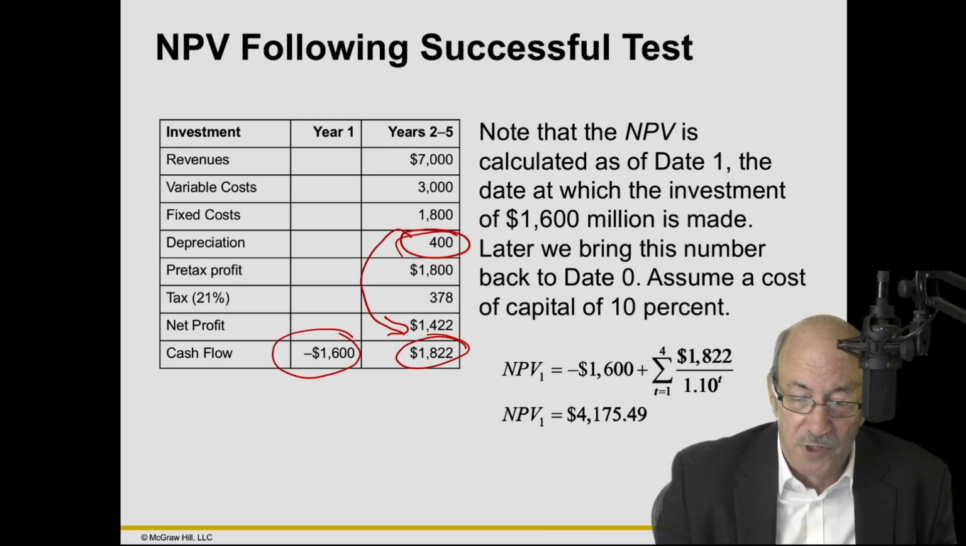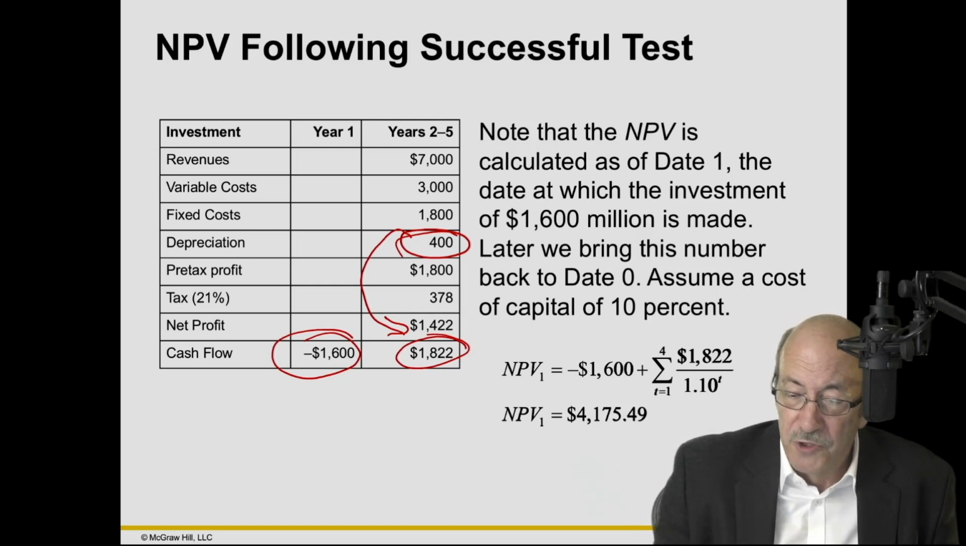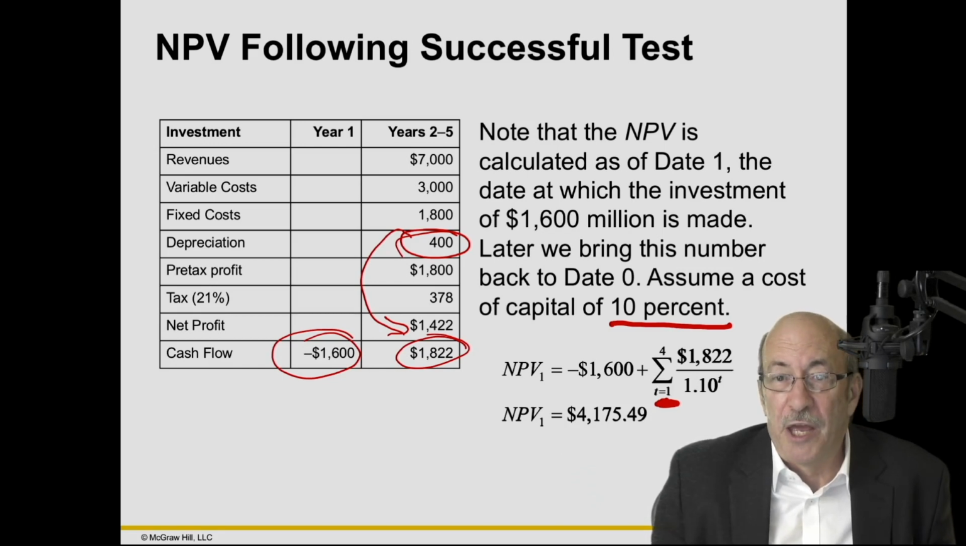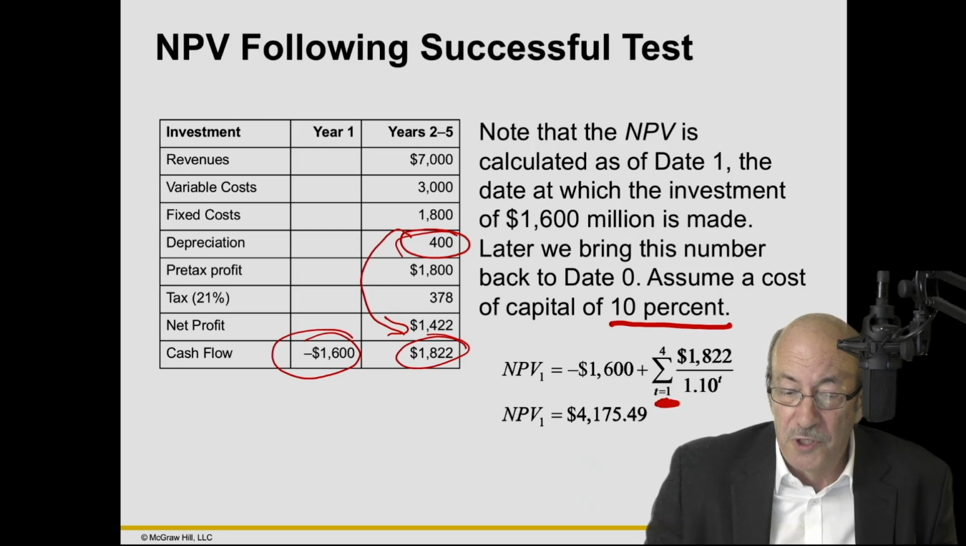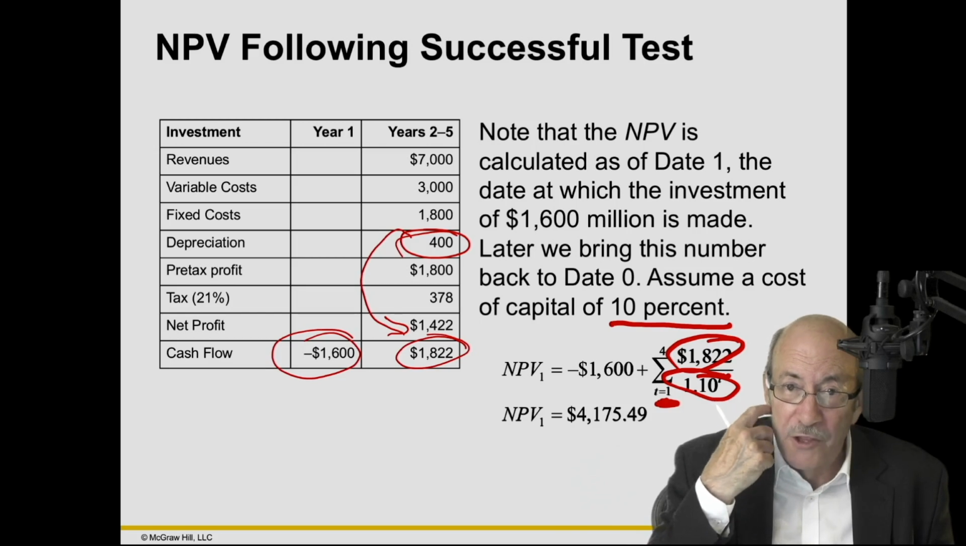And of course, the first year we have the $1.6 billion investment. We're assuming a cost of capital of 10% here. So when we do the math, years 1 through 4, remember that sigma is a summation symbol in mathematics. And so we're going to take that 1822 cash flow and discount it at 10%. And we're going to do that for each of the 4 years. And we're going to add those all together.